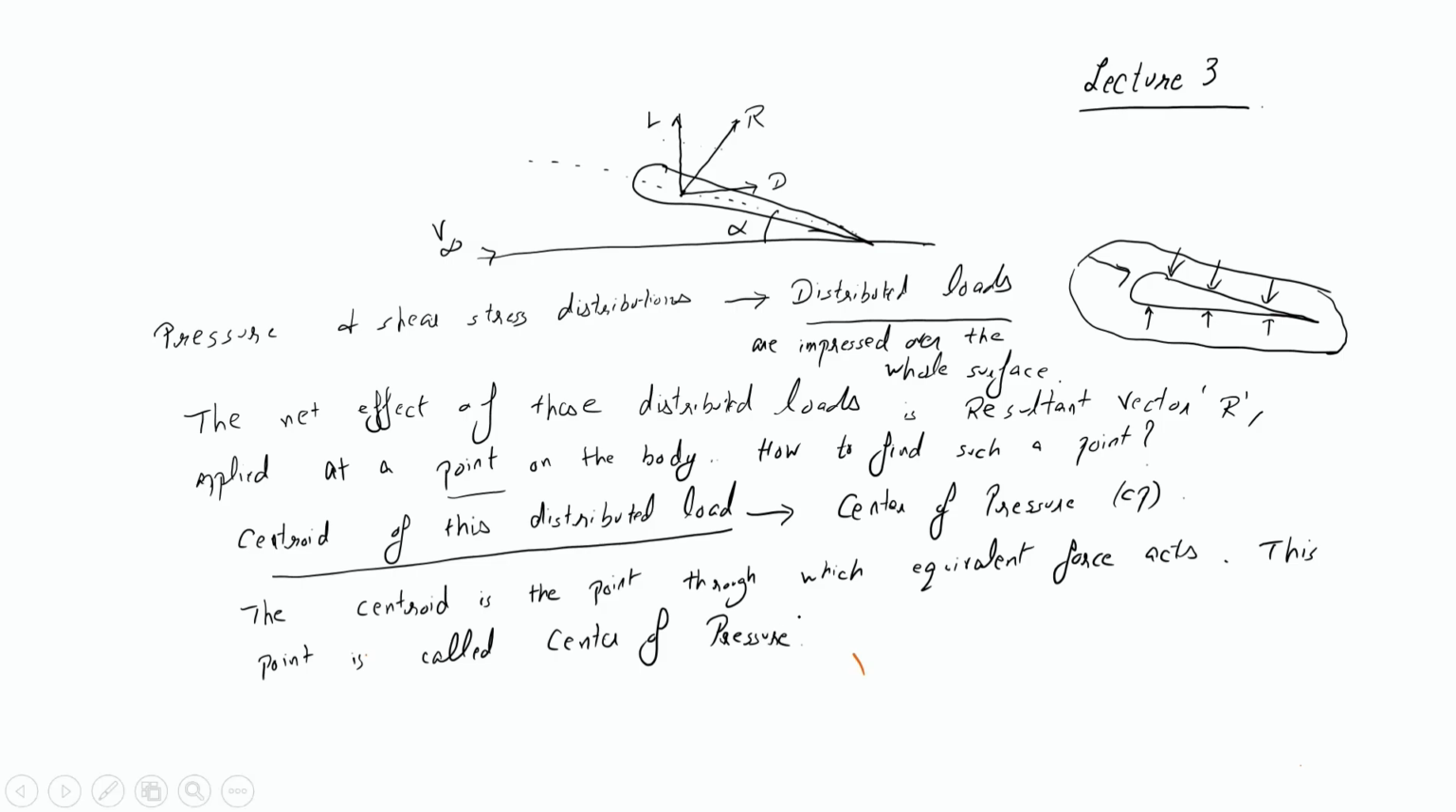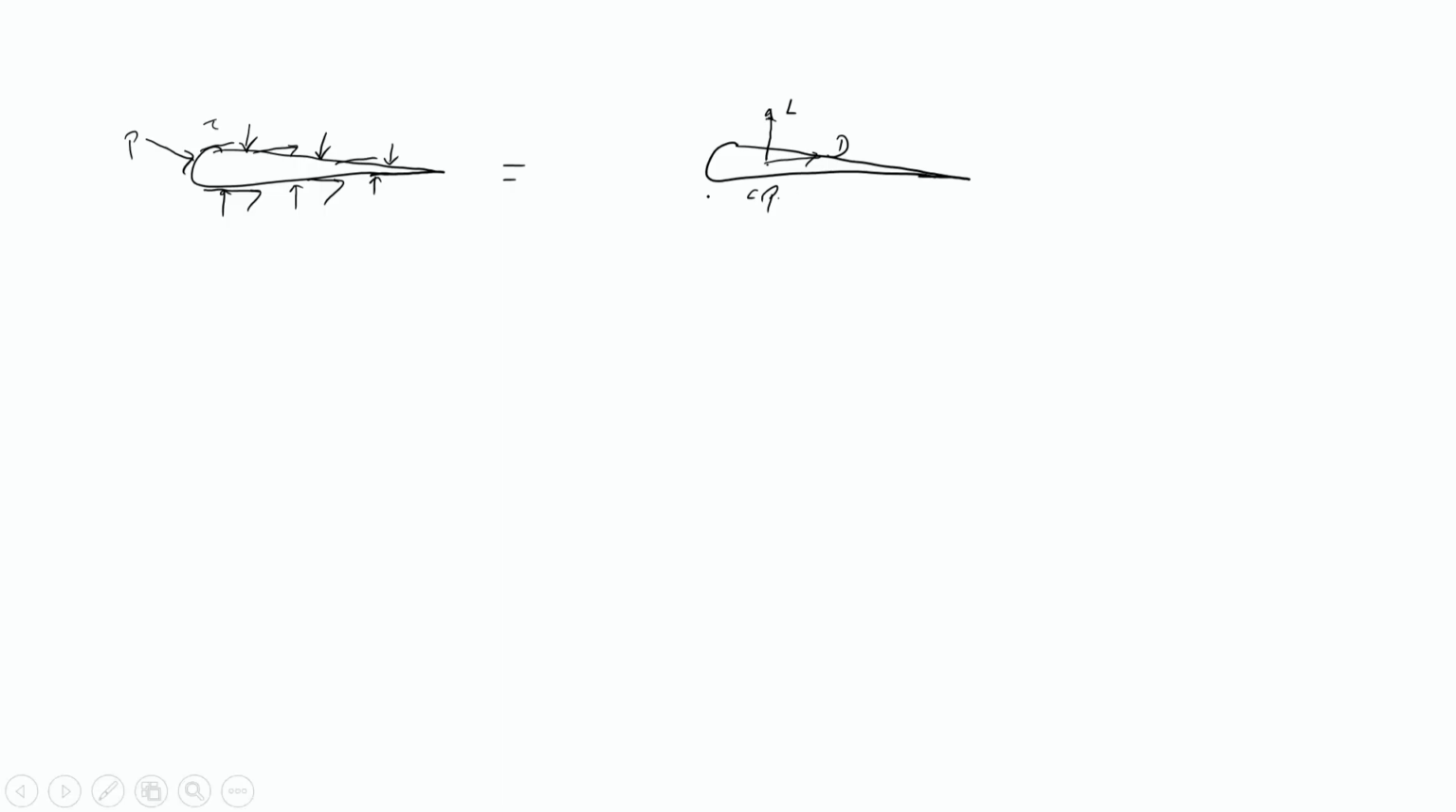Now let me draw the figure once again so that it is more clear. So this was the airfoil that we had. Here we had pressure which is acting normal to the surface. And another source of aerodynamic force was shear stress. This is P, this is tau, the shear stress, which always acts tangential to the surface. Now the equivalent of this figure would be having the forces at a point, the center of pressure. So here at the center of pressure we have the lift force as well as the drag force. These two are equivalent to each other.